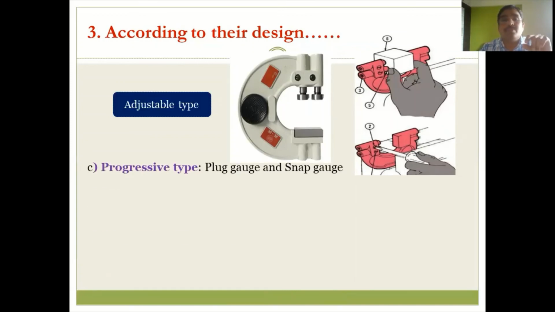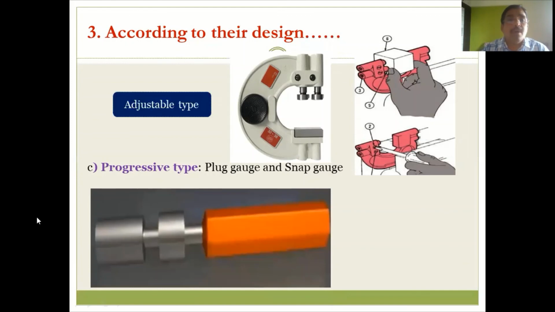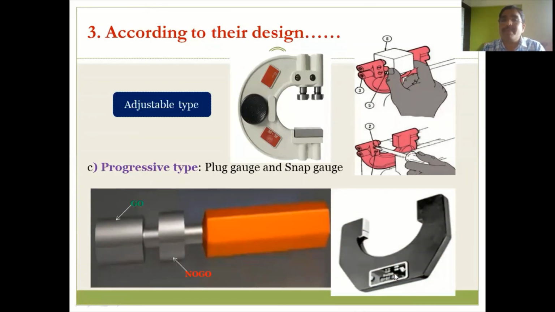Then progressive, as I told you, progressive means both the go end and the no go end are on the one side, okay. In double ended you saw one end was go and the other end was no go, but here it is not like that. Both go and no go are on the one side of it. Such types of gauges are called progressive. This is a progressive plug gauge. There is a progressive type of snap gauge also here, right?